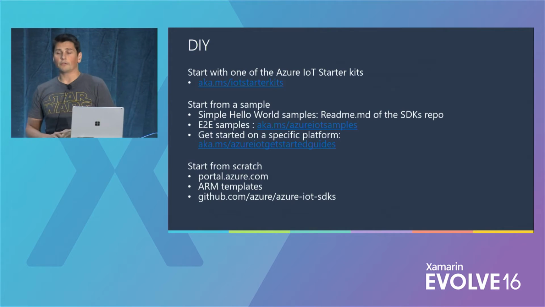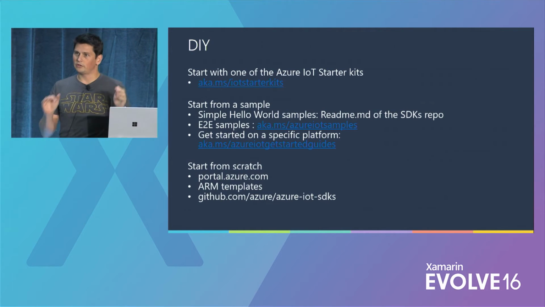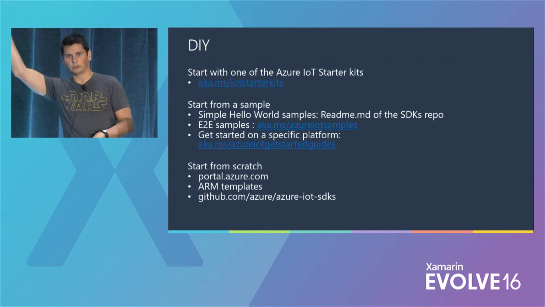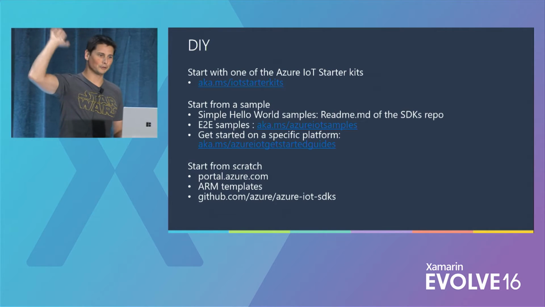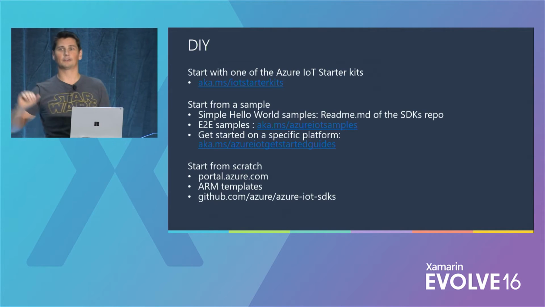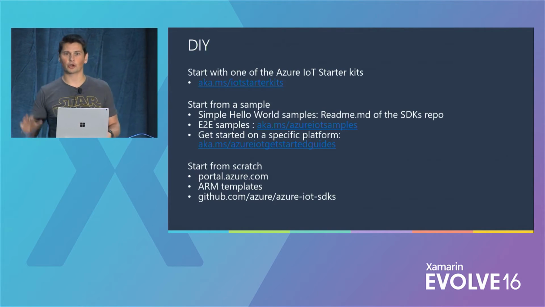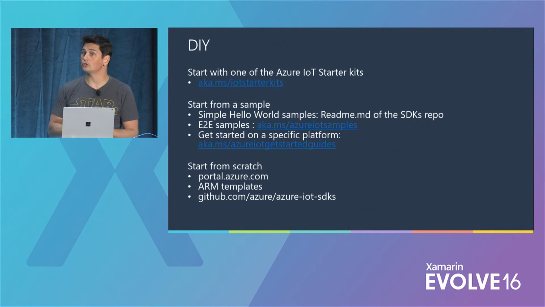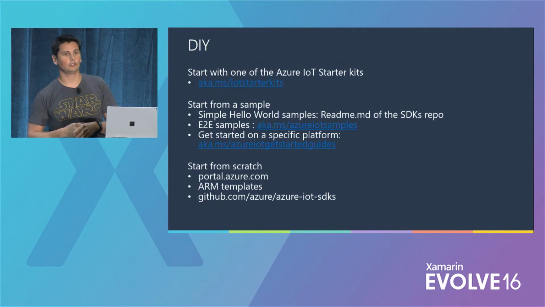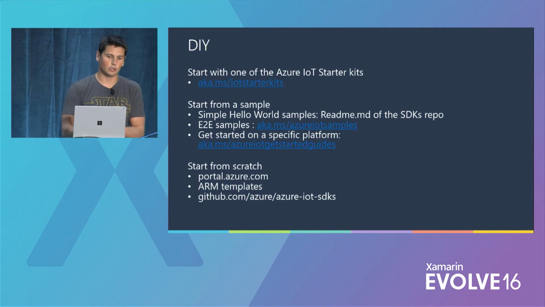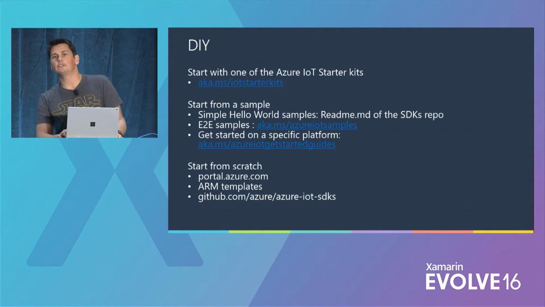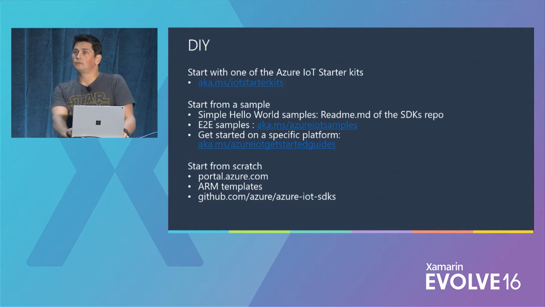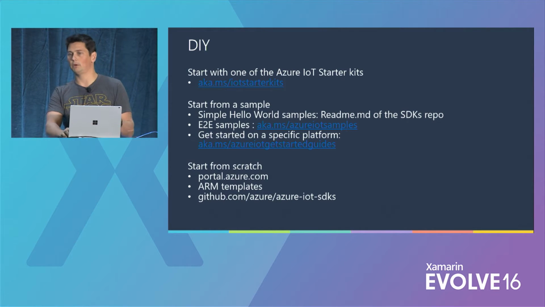You can also start from scratch, right? If you're one of these guys, don't want to use a sample, don't want to use a starter kit, don't want to use a pre-configured solution, knock yourself out. Go to the portal for Azure, create a new IoT Hub. You'll see in a second how to do that. You can use ARM templates, which are the Azure Resource Manager templates. It allows you to deploy a set of services with a few command lines. And you can visit our Azure IoT SDKs for resources, right? As in actual SDKs and a bunch of samples and so on.